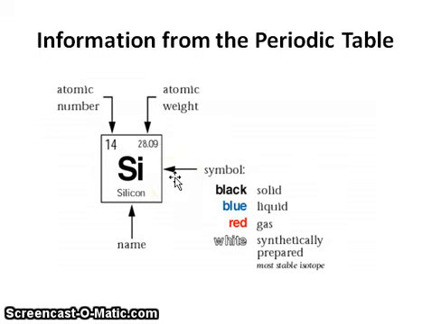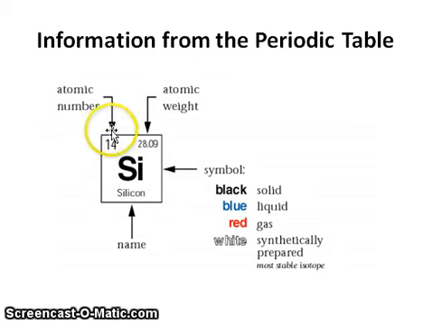Now the symbol for all the elements will be 1, 2, or 3 letters. Most of the time we will be dealing with the elements that only have 2 letters, but you also have to know that there are some elements that have 3 letters for a symbol. And the rules are the following. The first letter is always a capital letter, and the second and third letters will always be small case letters. Because silicon has only 2 letters, the first one is a capital letter, and the second one will be a small case letter.